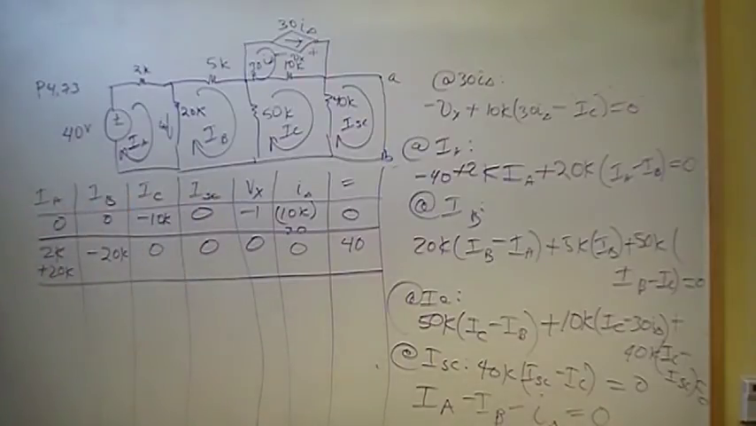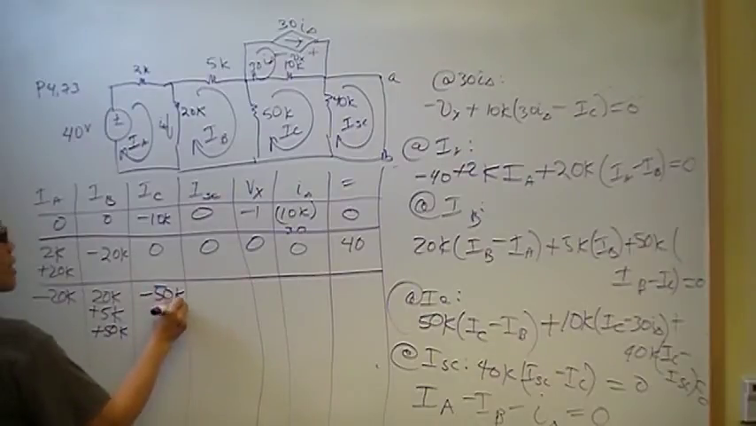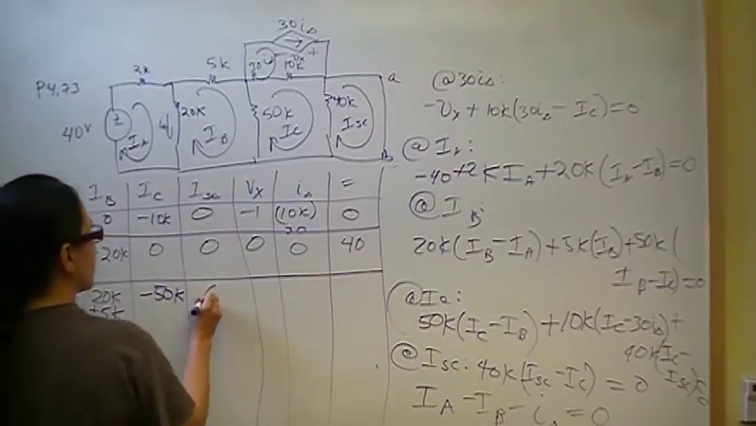Our third equation will be 20k for IB, -20k for IA, 5k for IB, 50k for IB, -50k for IC, and zeros everywhere else.